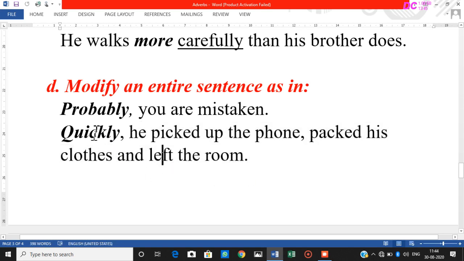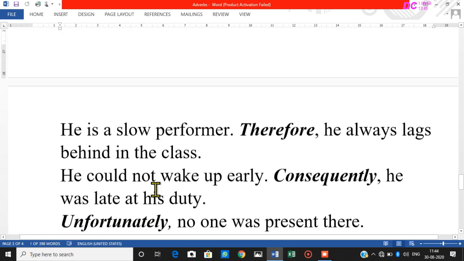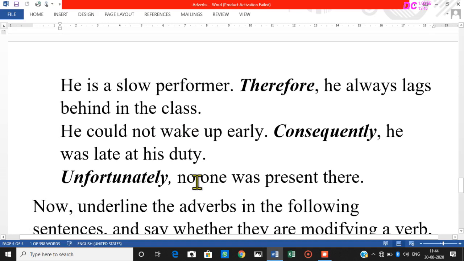Another example: he is a slow performer, therefore he always lags behind in the class. He is a slow performer, meaning his performance has always been low. Therefore, with the result, he always lags behind in the class. So the word therefore modifies this entire sentence.